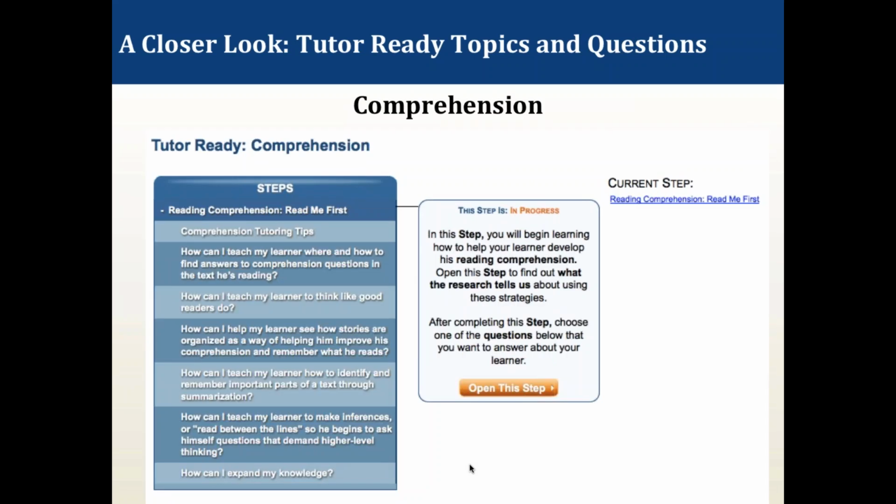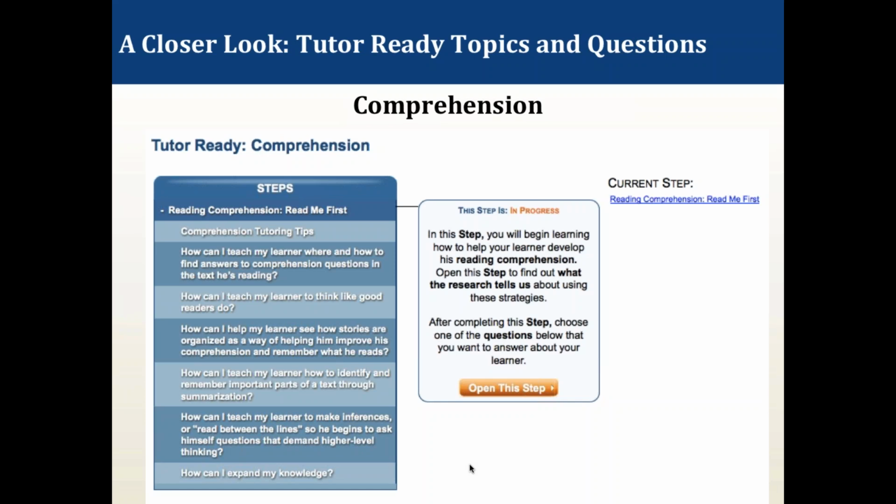How can I teach my learner where and how to find answers to comprehension questions in the text he's reading? How can I teach my learner to think like good readers do? How can I help my learner see how stories are organized as a way of helping him improve his comprehension and remember what he reads?